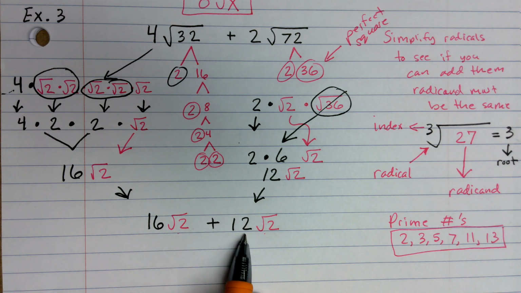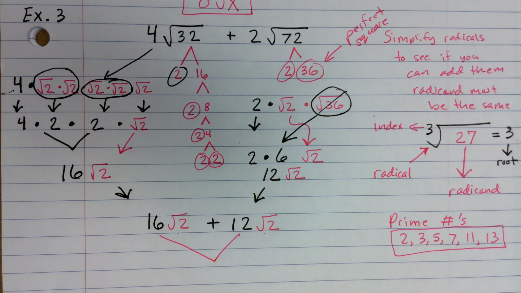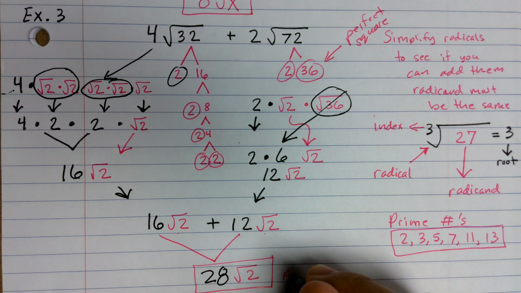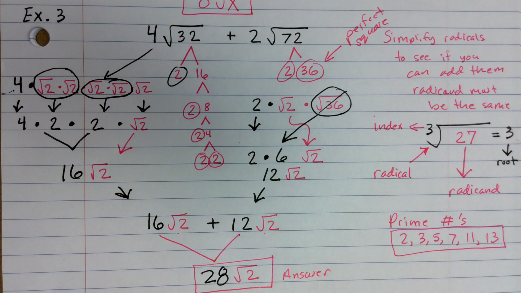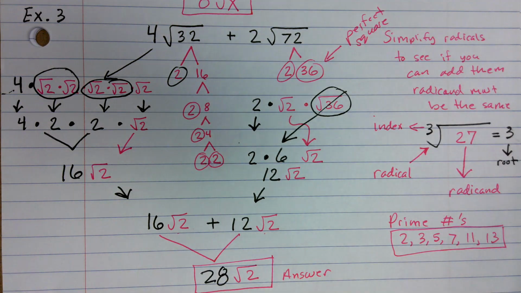So now I can do 16 plus 12. And that's going to give me 28. And then the square root of 2, I just write it after it one time, because it's just being added. And that's my final answer. So notice right there was some work that we had to do in simplifying the radicals, and you will run into this sometimes when combining radicals that have a different value as the radicand.